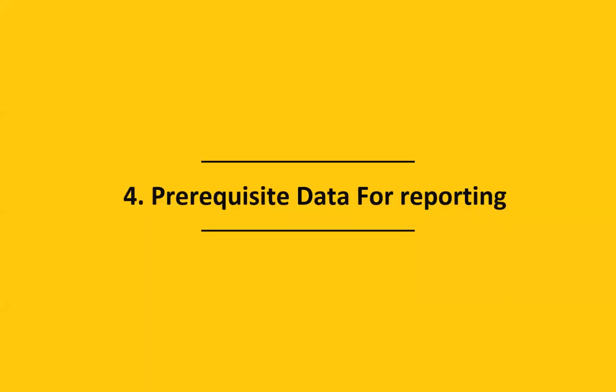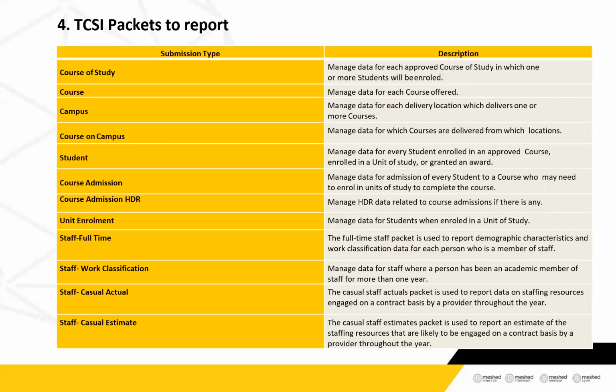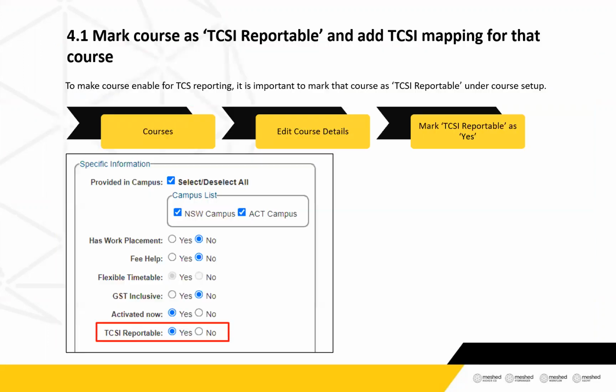Now, next is about prerequisite data. Before you start doing your PIR reporting, there is some data specific to PIR that needs to be in your platform. So let's have a look at that. When you do your PIR reporting, we are sending information about all these packets. There are a total of 12 packets here, and we are capturing data in the Mesh platform for all these packets, and then sending it to TCSI, either through API or through that report feature. So let's see what that data is all about.